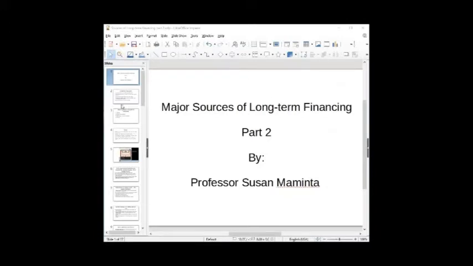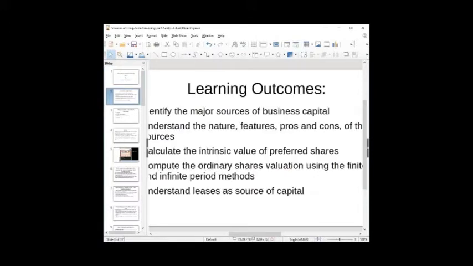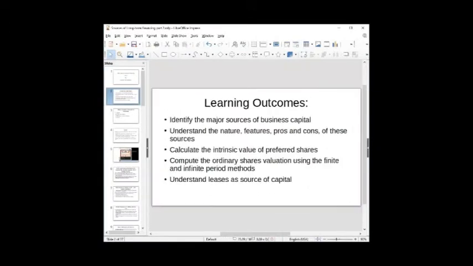In today's discussion, you will learn the following. Learn to identify the major sources of business capital, understand the nature, the features, the pros and cons of these sources, and calculate the intrinsic value of preferred shares and compute the ordinary shares valuation using the finite and infinite period methods. Also understand the leases as source of capital.